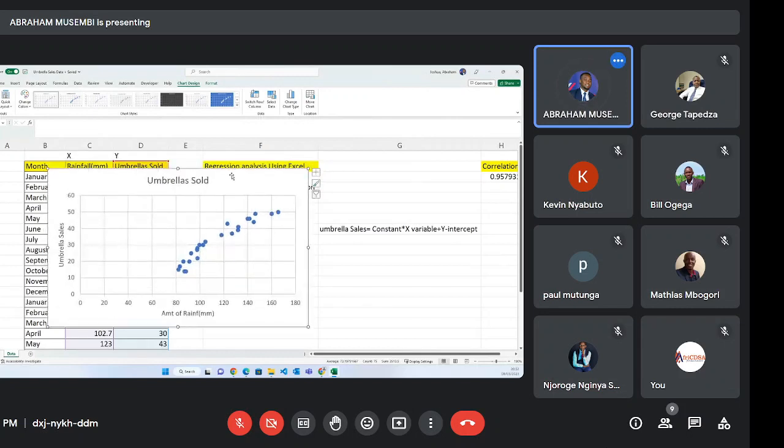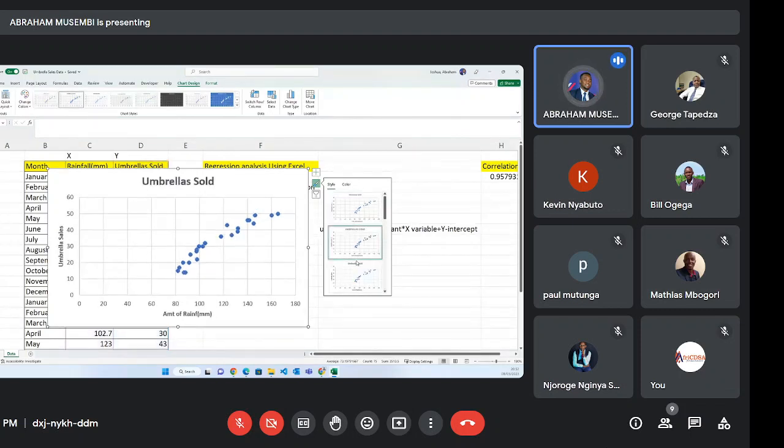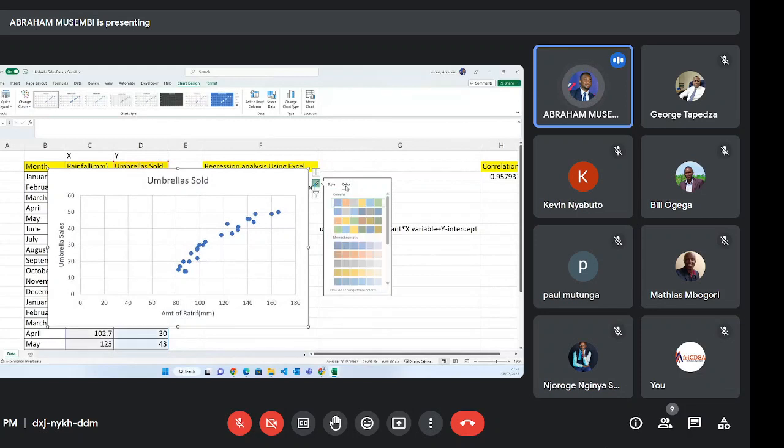Good. Now after that, we want to make the equation of the straight line. Under the graph, you can always do some formatting. Choose whichever format you see fits you, and you can always change the color of your data points depending on your preference.